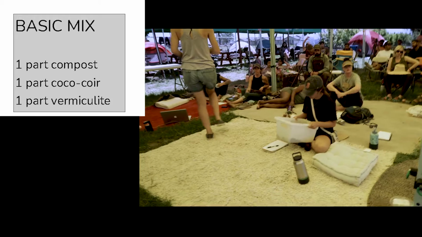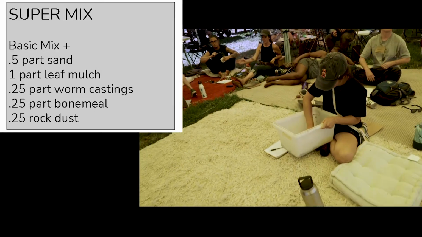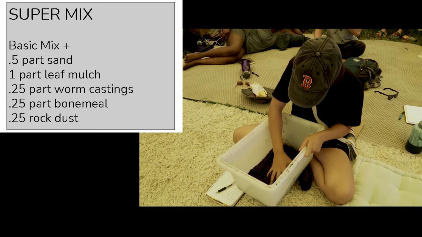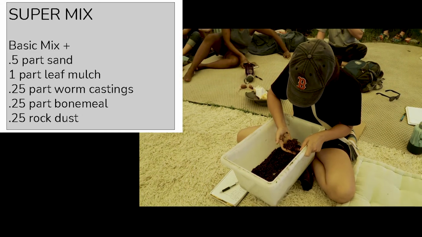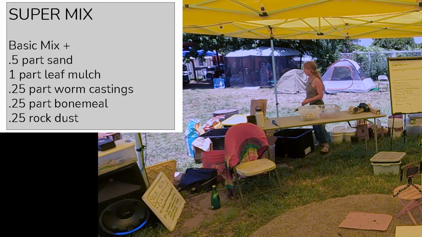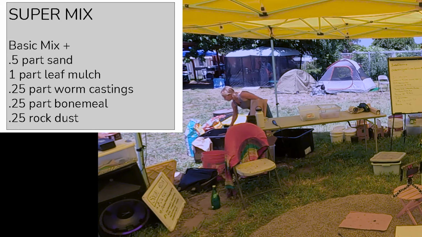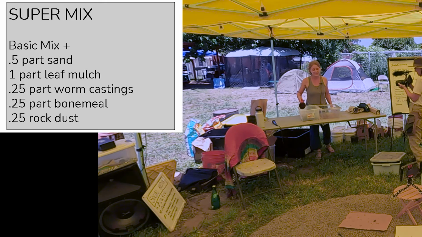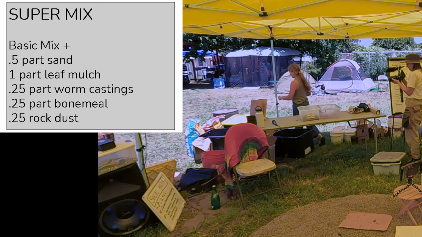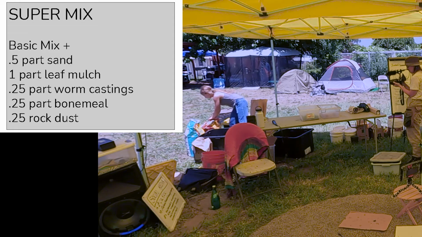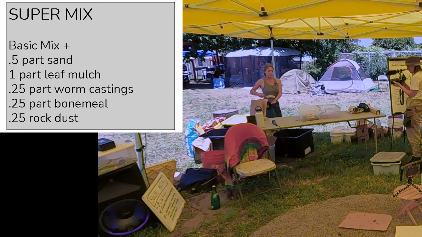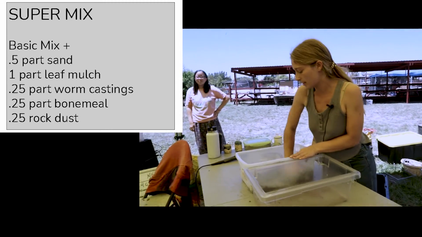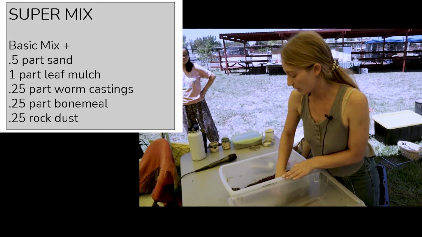Cool. All right, so now we're gonna do our super mix. And what that means is basically our basic mix, but next level. We're a little fancy this time. Okay, so we're gonna do the same thing. Scoop of compost. What does my recipe say? Oh yeah, it's the basic mix. So scoop of cocoa coir. And we're gonna do another scoop of vermiculite. And I'm just gonna mix those base ingredients together so I kind of have my basic mix.